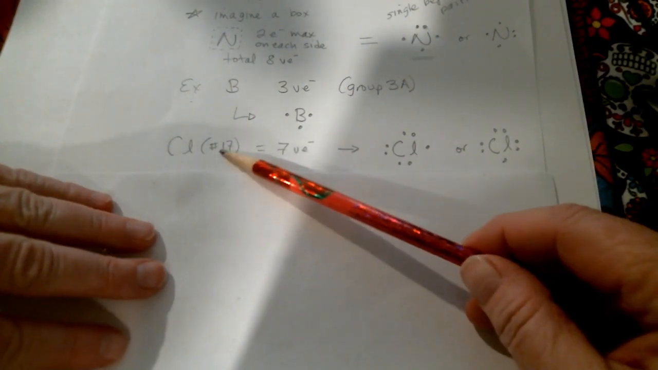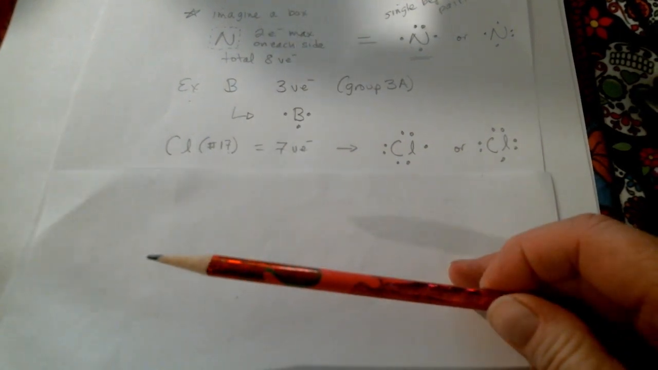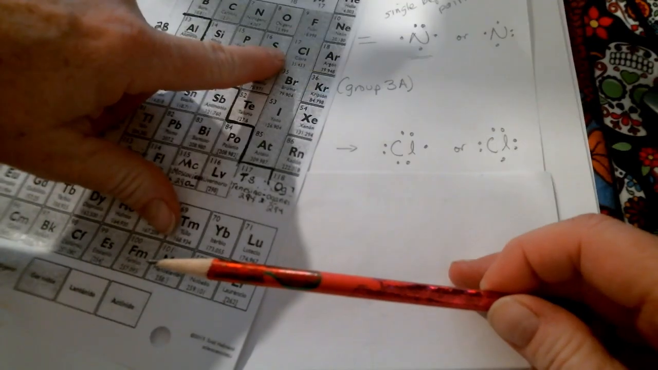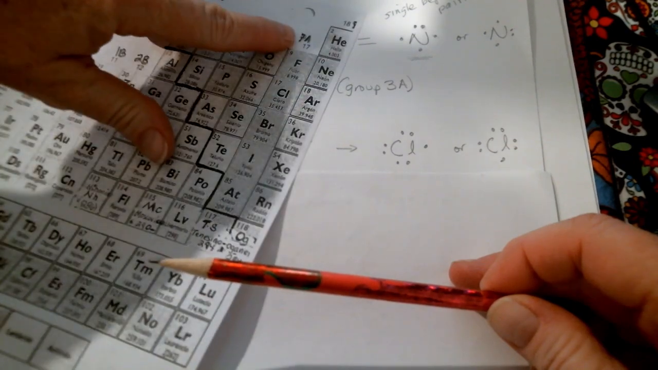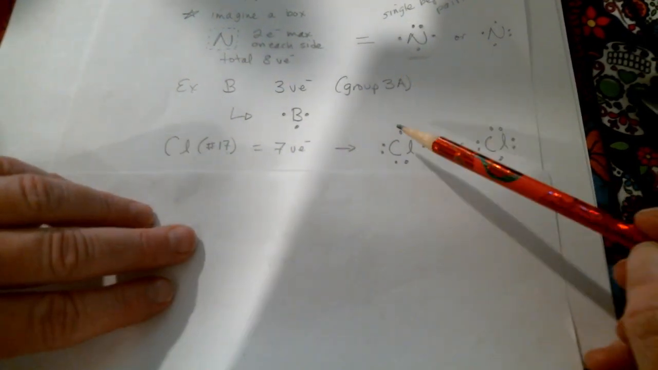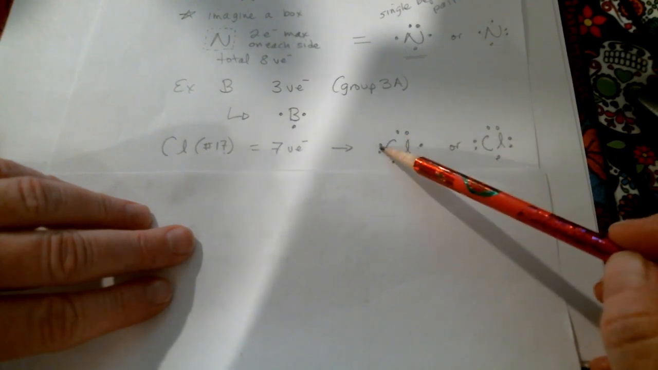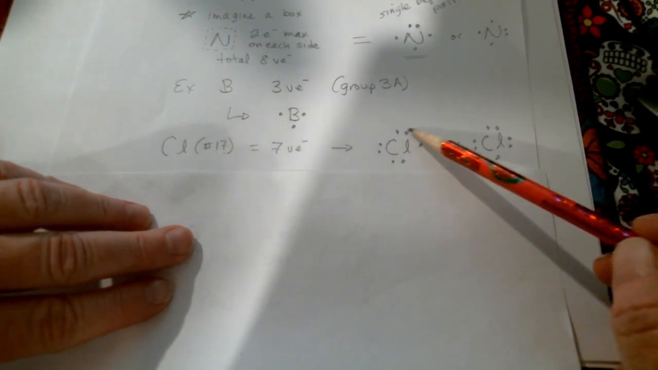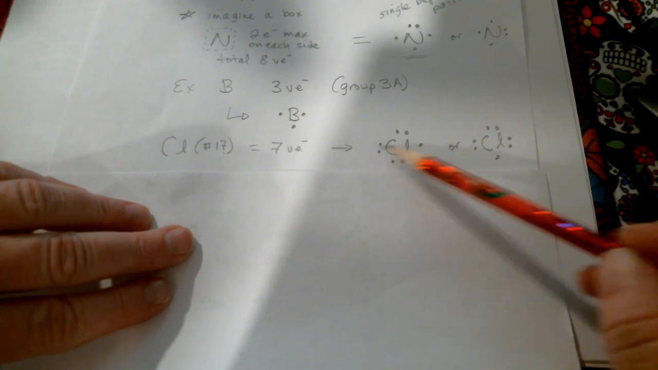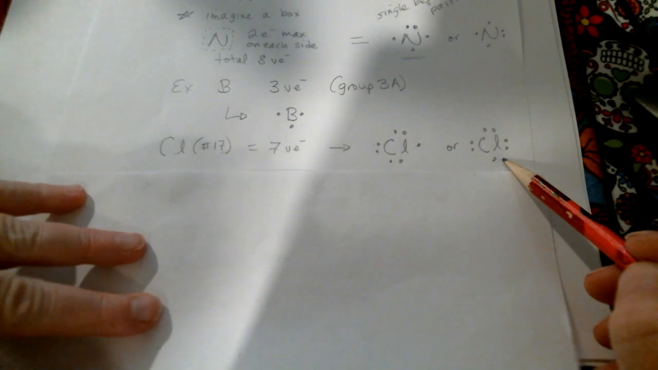Let's do chlorine. Okay, so chlorine, it's number 17. I put that so you can locate it on the periodic table easier. Okay, so chlorine right here, and it is in group 7A. So I have 7 valence electrons, so I'm going to put 1, 2, 3, 4, and then I start pairing them up. 5, 6, 7. And again, I like to have any single ones on the horizontal plane. But this would be perfectly fine.